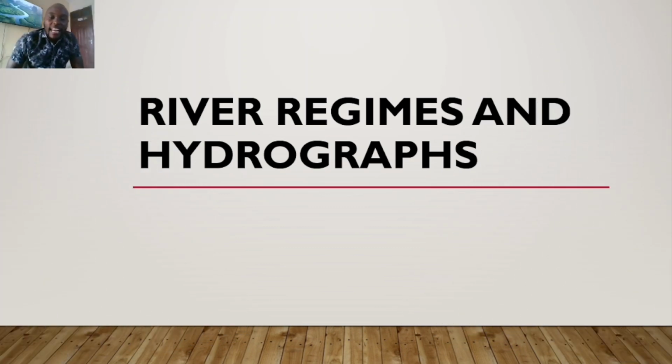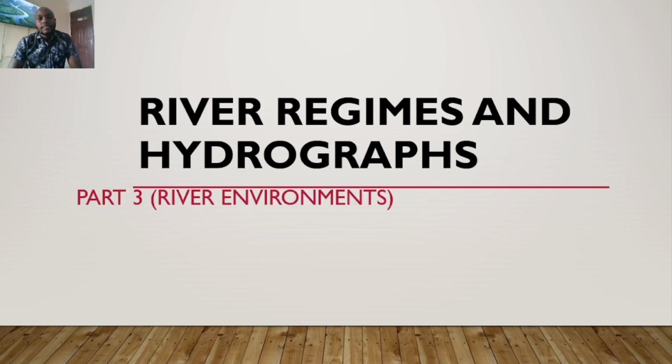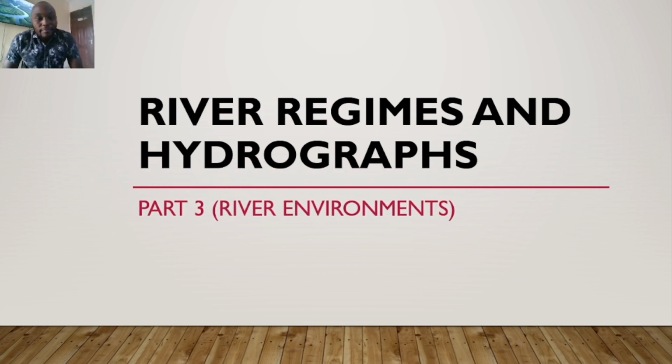River regimes and hydrographs. This is part 3 of river environment. So that means there's a part 2 and also a part 1. So go check it out.